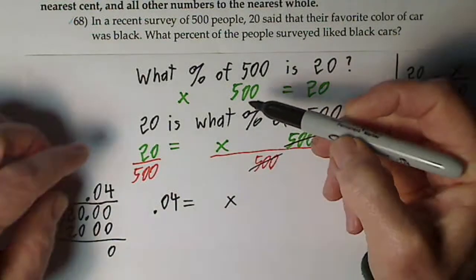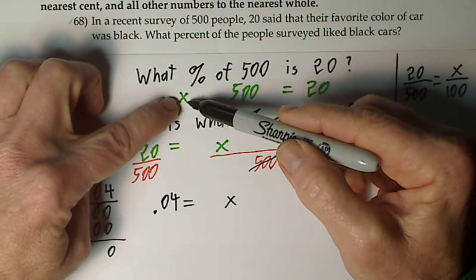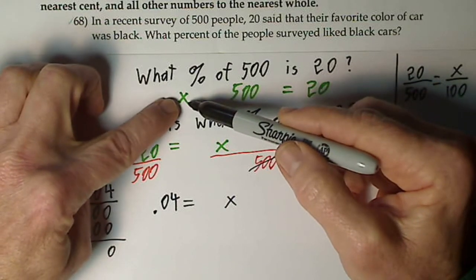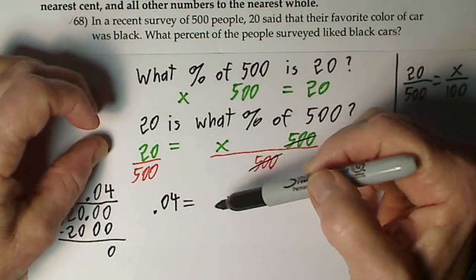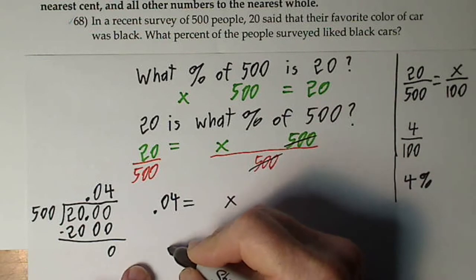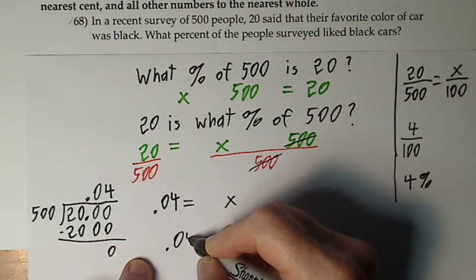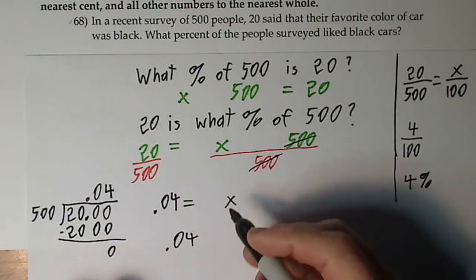And remember early on with this sentence I said, well, for what percent I'm representing it with an x. But just that x by itself does not represent a percent. So at the end I have to change this to a percent. So if I have 0.04 or 4 hundredths, and I want to write this, I want to put in a percent sign.